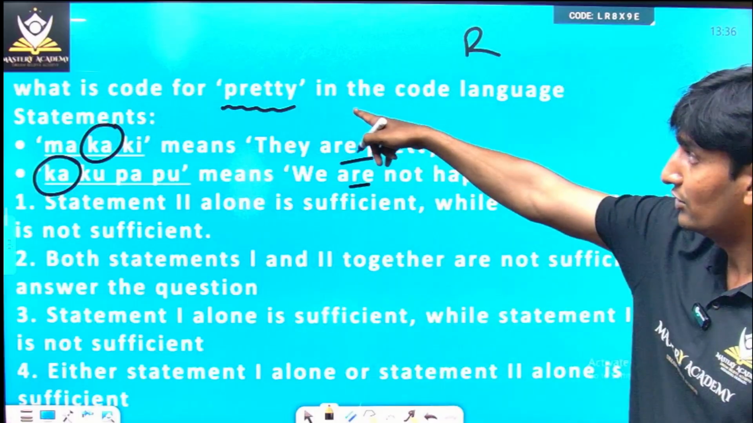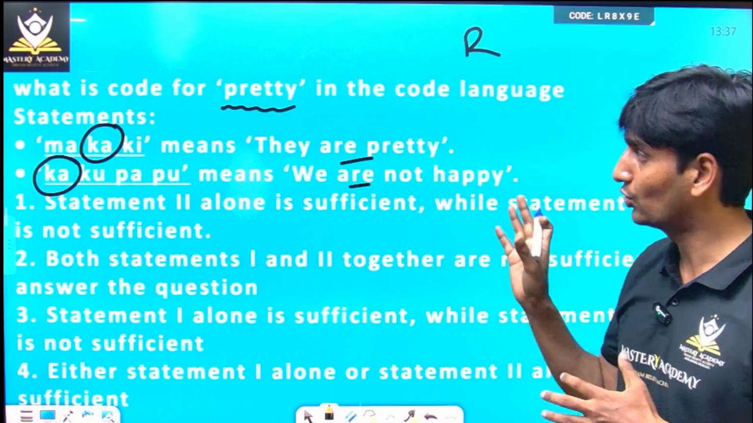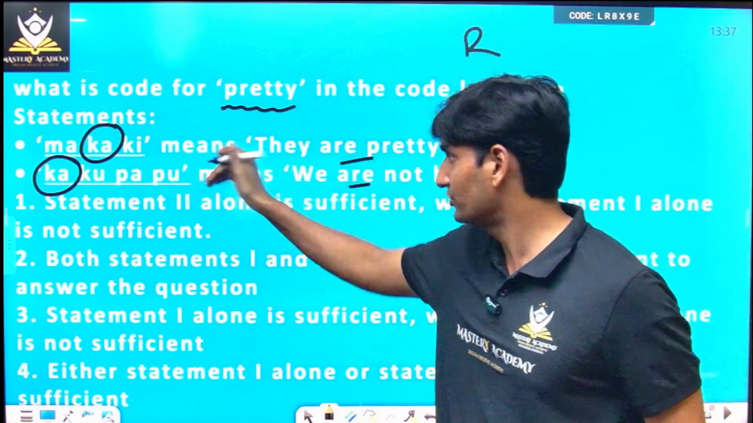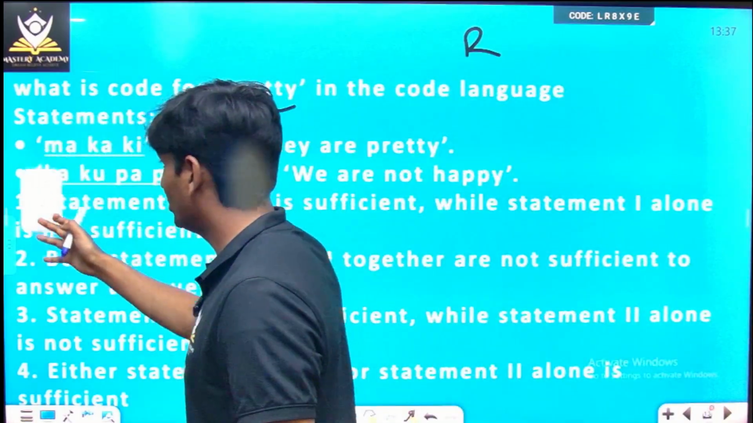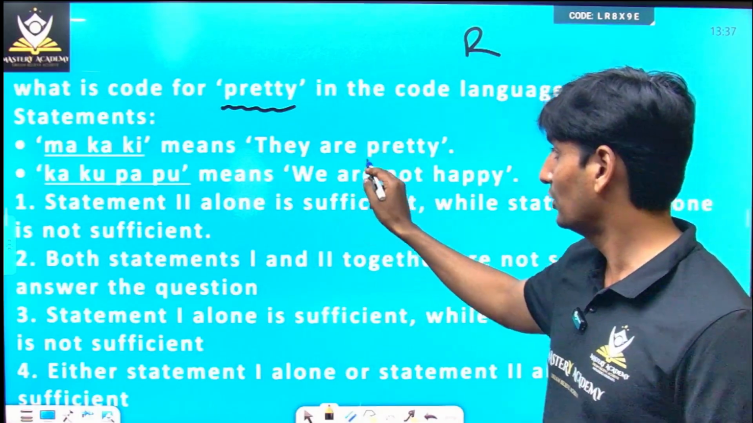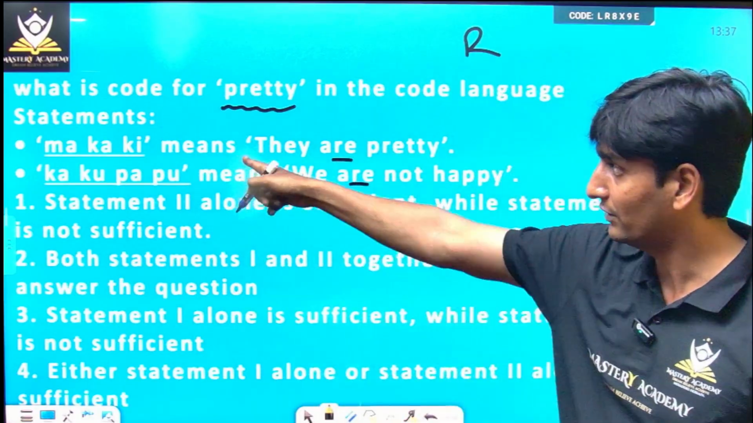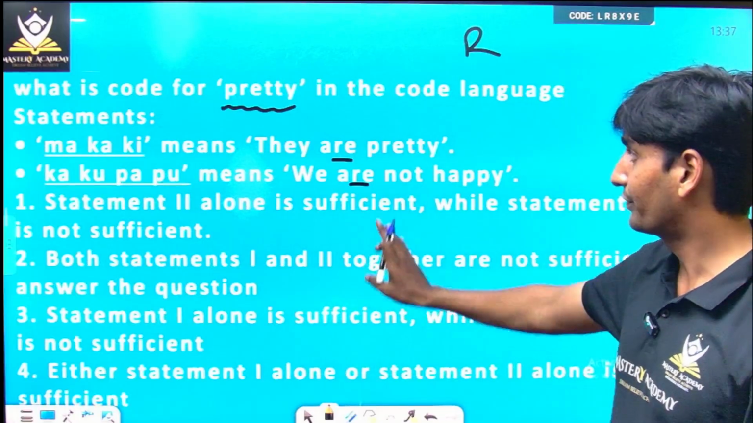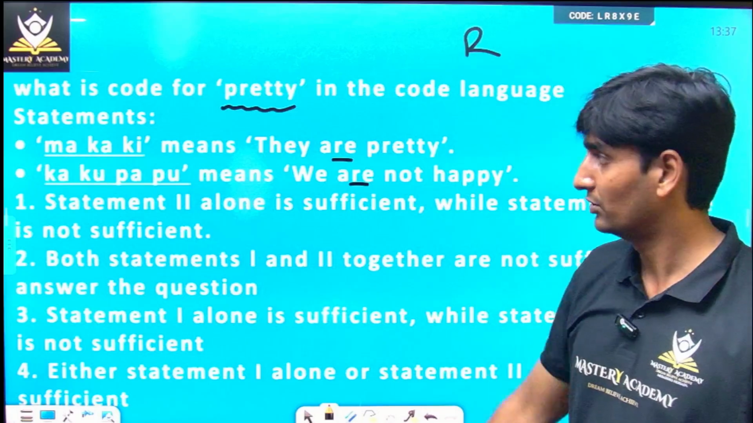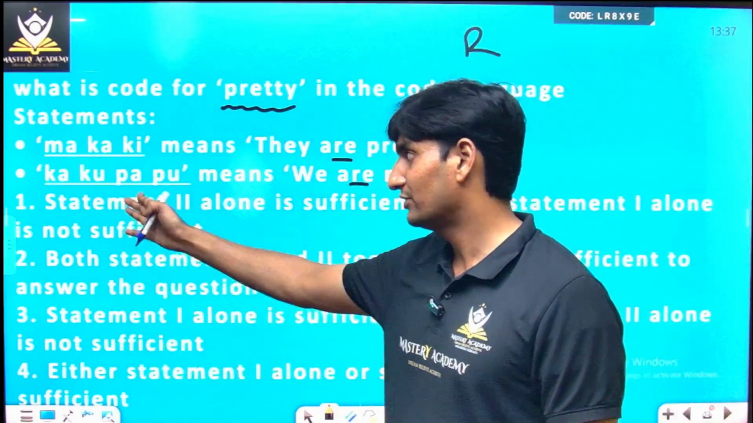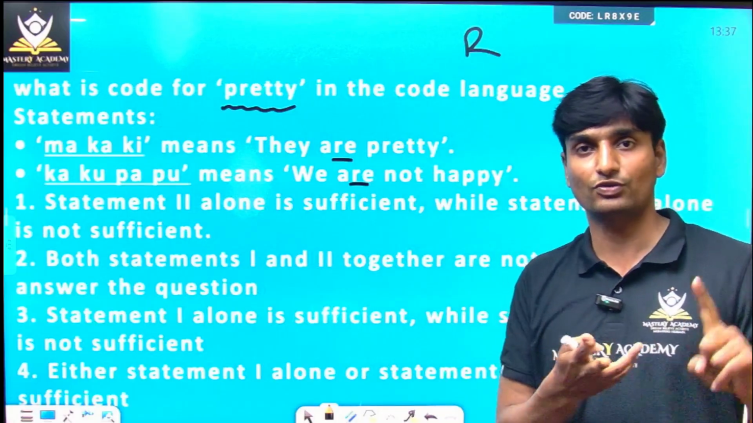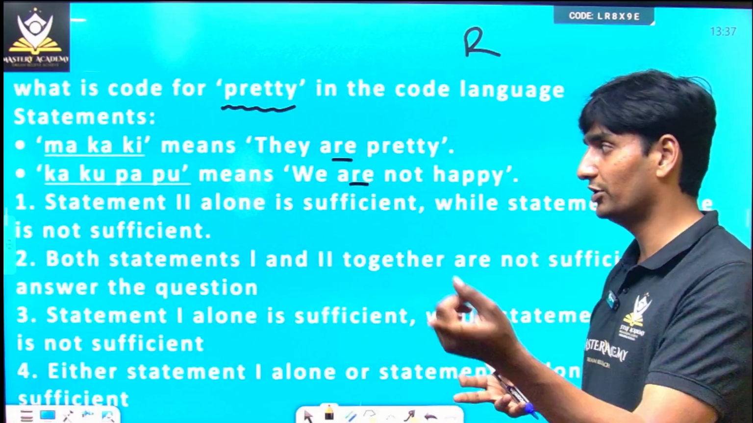But he is asking us in the question the meaning of the word in the coding language. What does pretty mean? So we cannot say, guys, only on the basis of these two statements, we will not be able to specify what pretty means. There is no commonality. We can tell what the code of are is, that is ka, but we cannot find the code of pretty only on the basis of these two statements. Now here, which of these statements is sufficient? Data sufficiency and data interpretation questions also belong to the logical part.